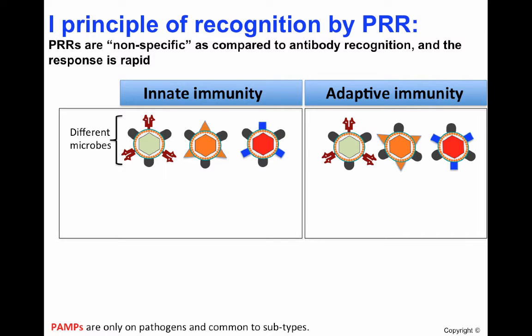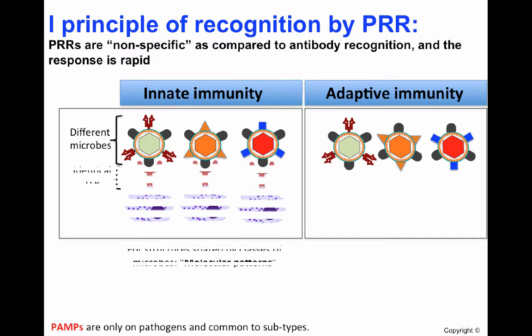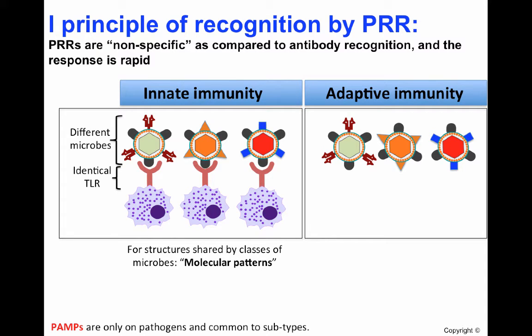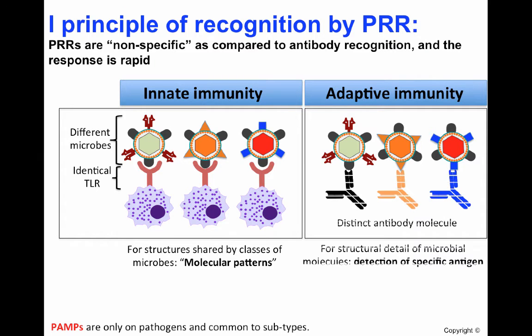LPS is found on gram-negative bacteria, and LTA is found in gram-positive bacteria. These PAMPs are recognized by PRRs, which are found on macrophages. Here, for example, we have a PRR called TLR or toll-like receptor. On the other hand, in the case of the adaptive immunity, pathogens are recognized specifically as is shown here.